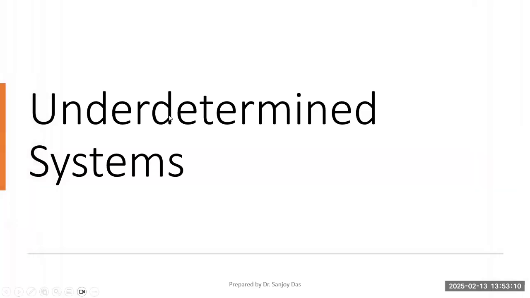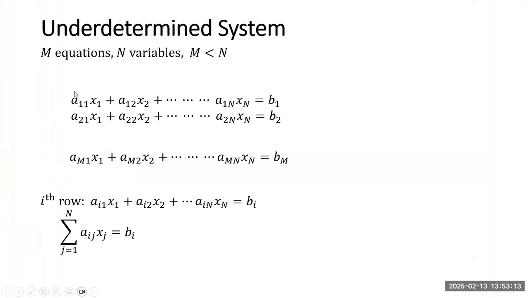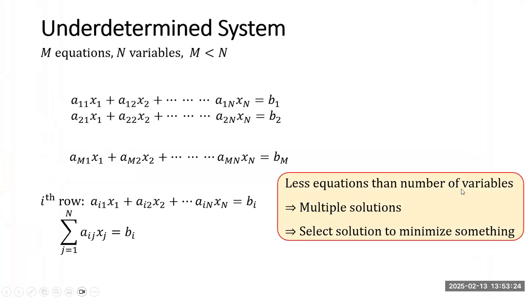Underdetermined systems are the opposite. We have more variables and a smaller number of equations. Again, this is the ith row. Since we have fewer equations than the number of variables, we have many solutions. In fact, we have an infinite number of solutions. So which solution do we actually seek? We have to set up some framework to get a single solution, instead of all infinite solutions.